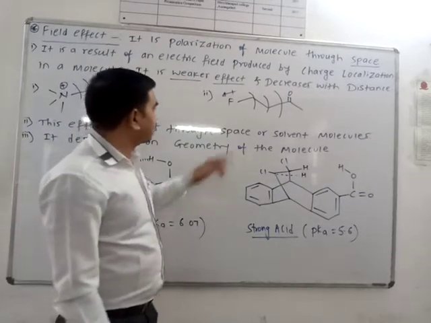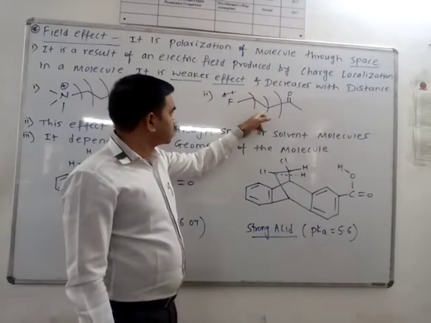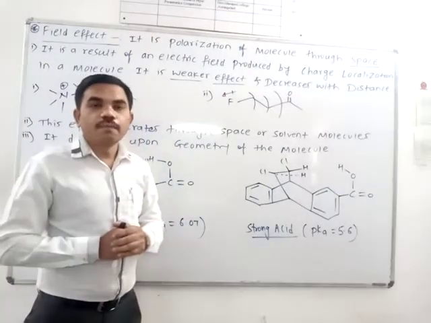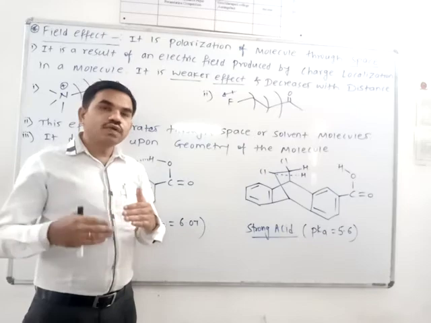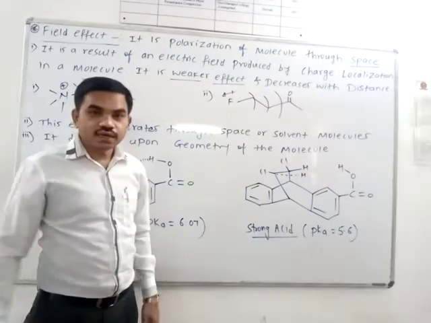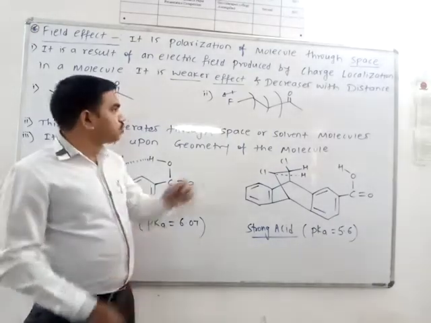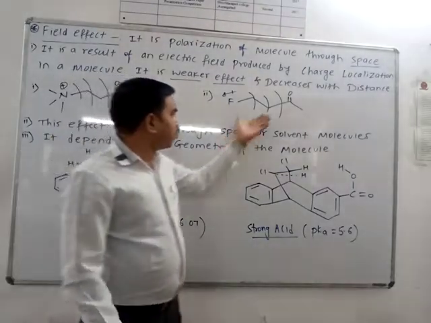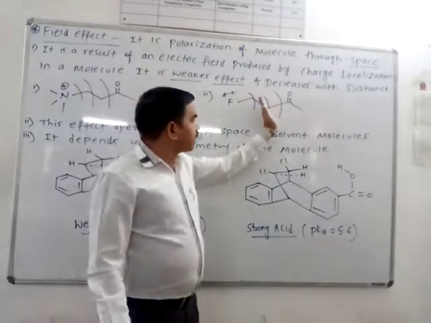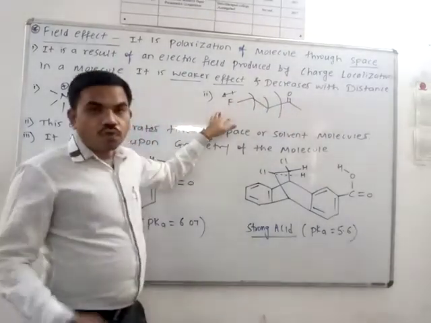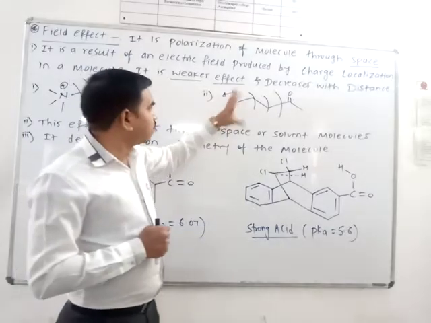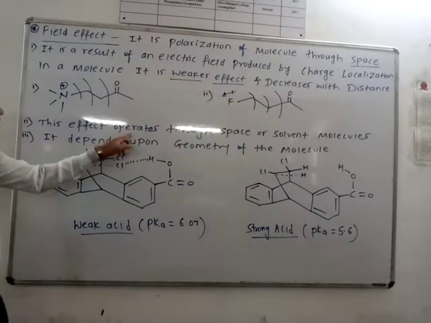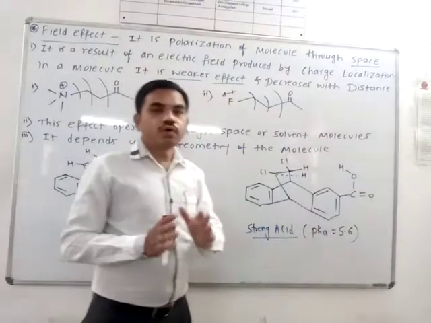Second example, if we see here, this is fluorine, CH2, CH2, CO, CH3. Now as you know, fluorine is the most electronegative element in the periodic table. Its electronegativity is 4. It is the most electronegative element, we know that. So it withdraws the electron towards itself, and therefore the polarization in the molecule increases. It will withdraw electron towards itself, more from the fluorine side, and therefore polarization is created in the molecule. So this is field effect. This effect operates through space or solvent molecules.